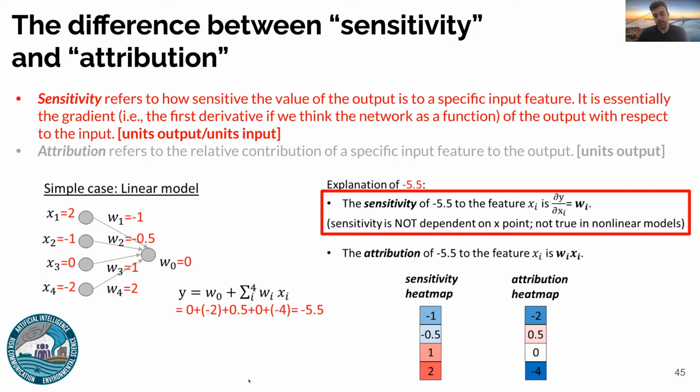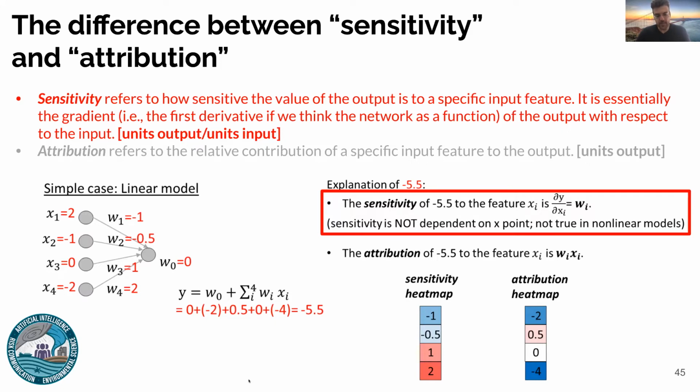Now, if we were to explain this prediction from a sensitivity perspective, then what we need to do is to essentially think in terms of the weights, in terms of the regression coefficients of the linear model. That is the first partial derivative of the output with respect to each and every input feature.